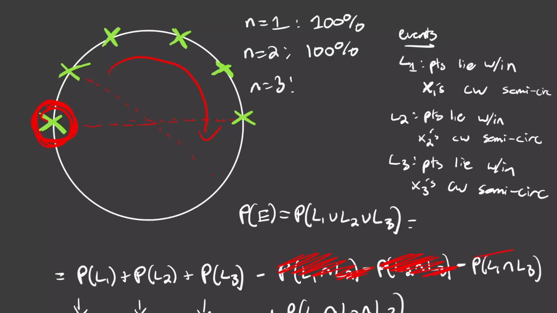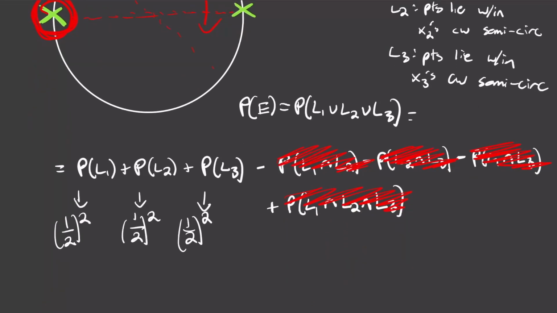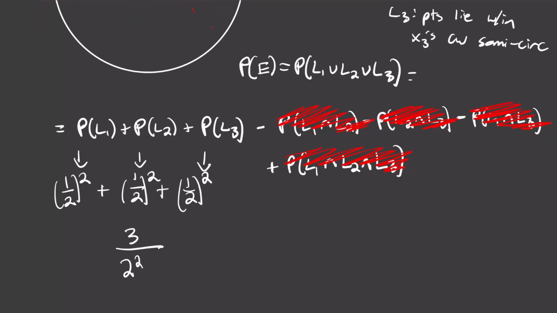It can only be true that the points lie within the semicircle created by one of our points at a time. So in this case, our answer is just going to be equal to the sum of these, which is equal to 3 on 2 squared. So that's equal to 3/4.